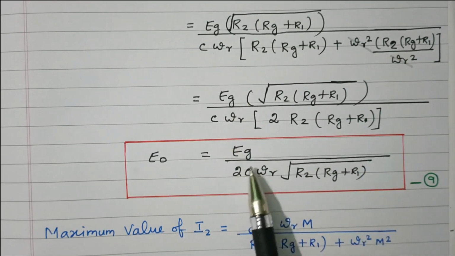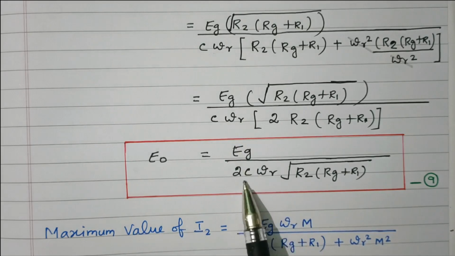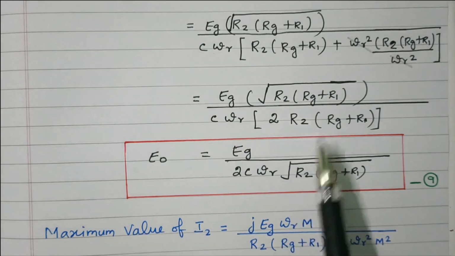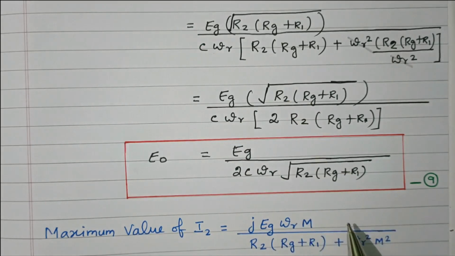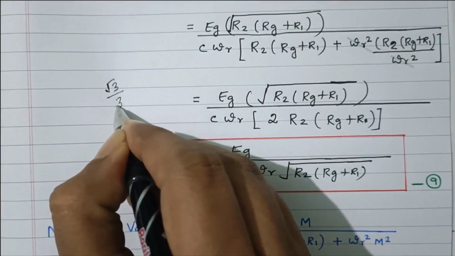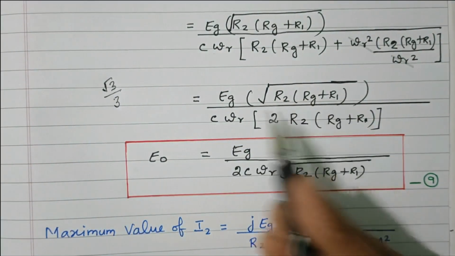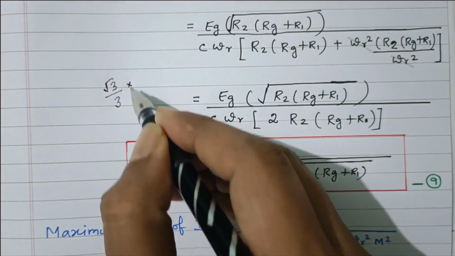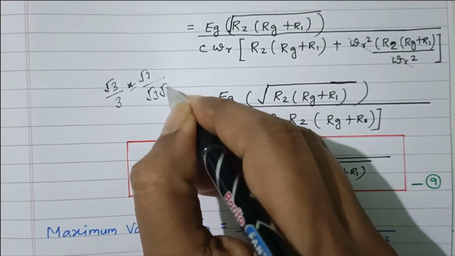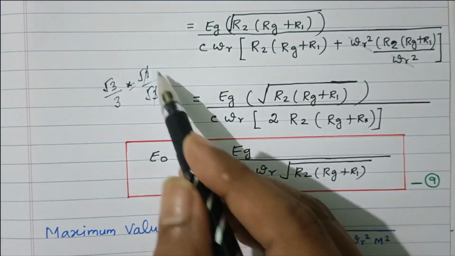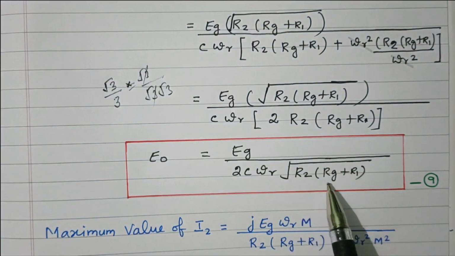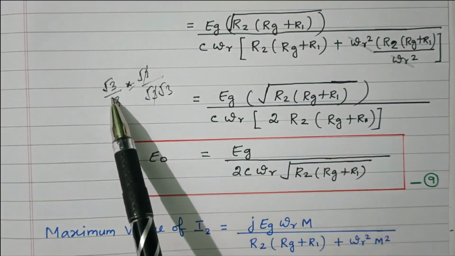So Eg divided by 2 omega c 2 c omega r, and what about this square root of r2 plus rg? Both are the same. Then how will you write this? This equation can be written like, for example, root 3 divided by 3. Let us consider this is the 3. So this 3 can be written as root 3 into root 3. So this root 3 got cancelled and becomes 1 by root 3. Right? So in the same way it is 1 divided by the square root of r2 of rg plus r1. Right? So root 3 by 3.